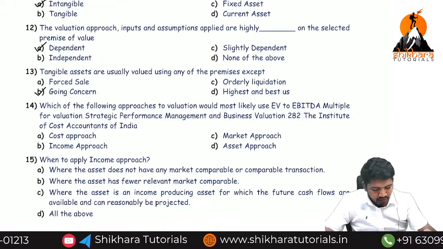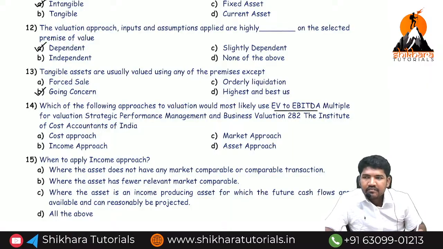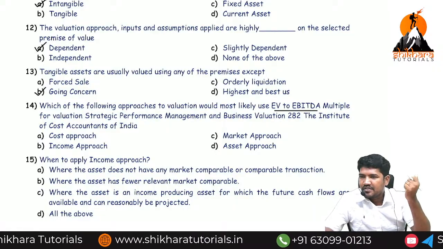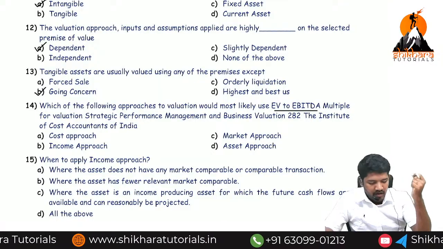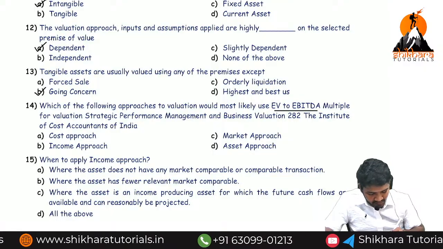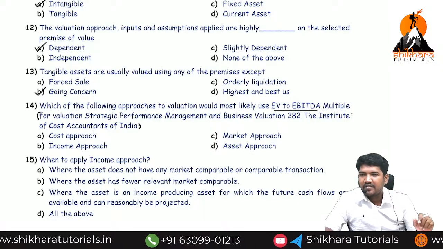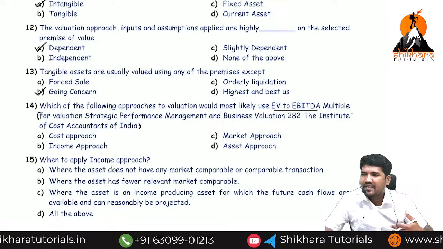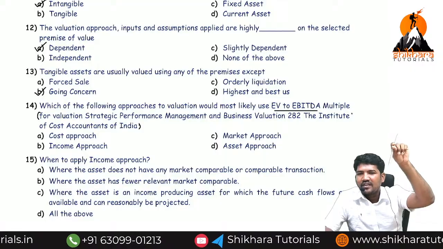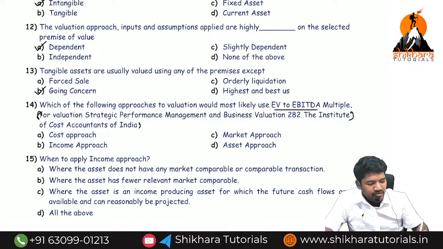Next, which of the following approaches to valuation would most likely use the EV to EBITDA multiple? Ratios are only for the company comparable multiples. Clear, sir? Now, for evaluation, strategic performance management, this is not a stuff, sir. This is a material from the side of the material board book. When you're drawing the concept, this also came in the board book. Side heading is there now, Institute of Cost Accountants, SPMBV. It is not a question. Up to here only the question.